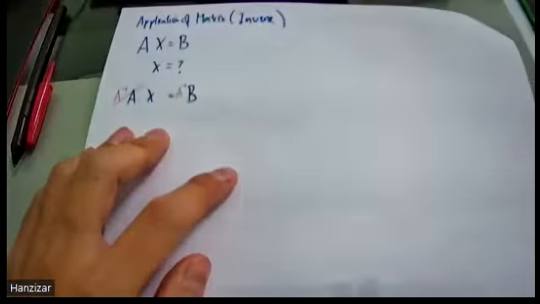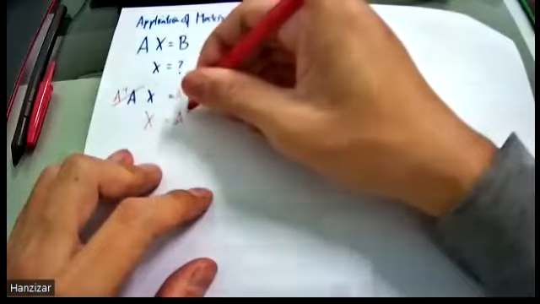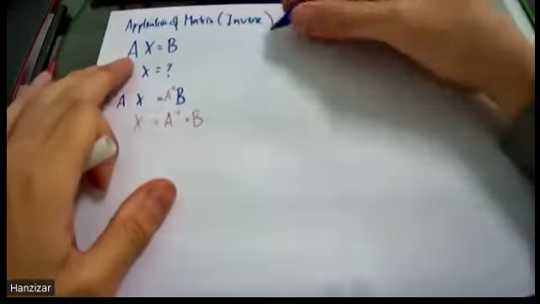You can cross this out. And then the value of X, or the matrix X, equals A inverse times B. That's it.